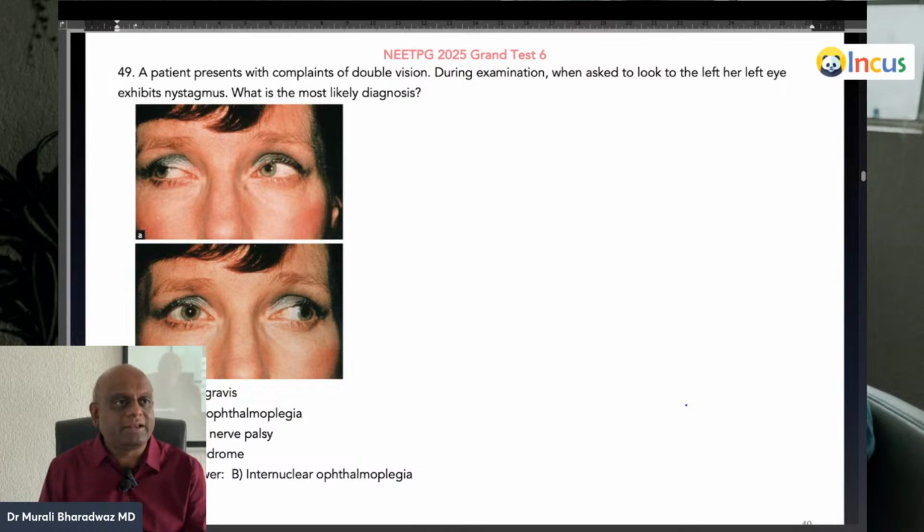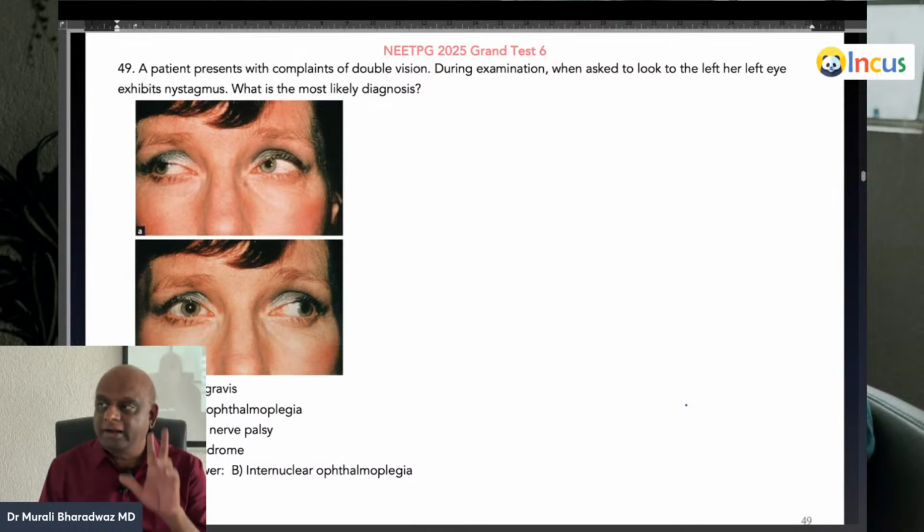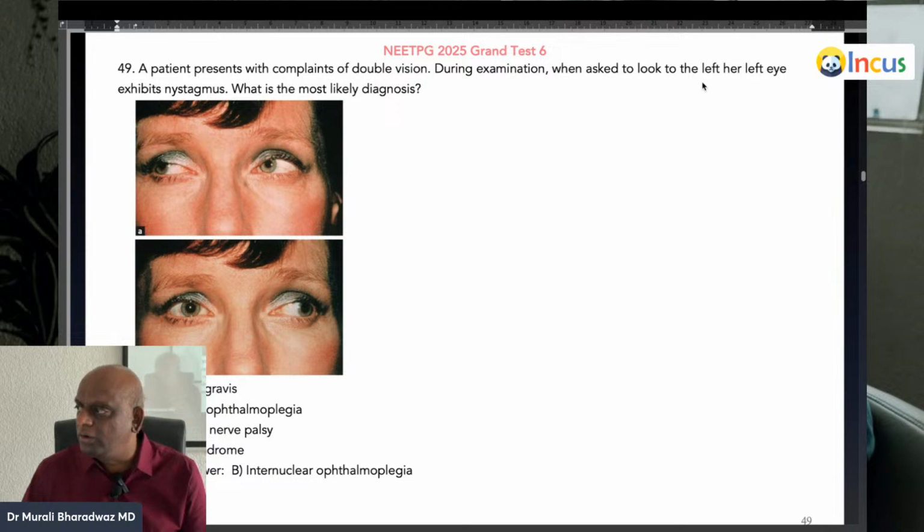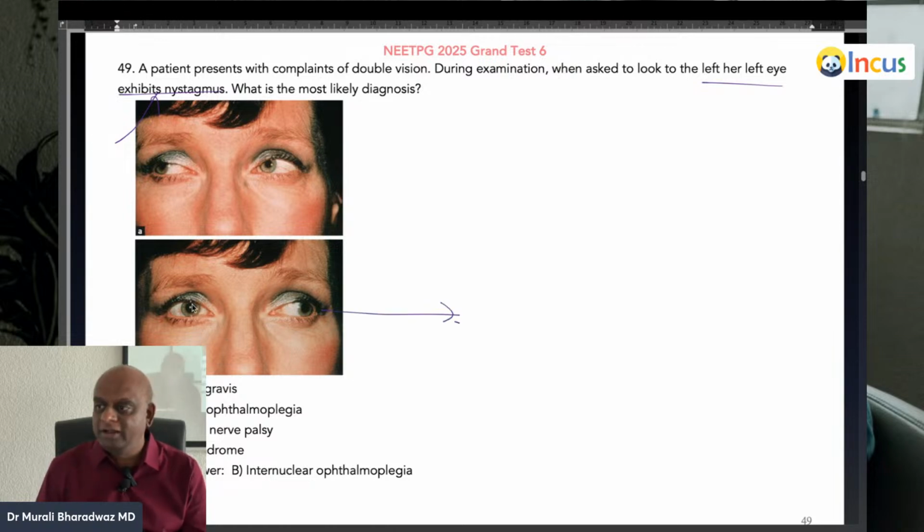Next, a patient has got complaints of double vision. When you ask her to look to the left, she exhibits nystagmus. And also, when she is looking to the left, the right eye is showing adductor lag. That's the reason, which side medial longitudinal fasciculus is missing. You know internuclear ophthalmoplegia, no?